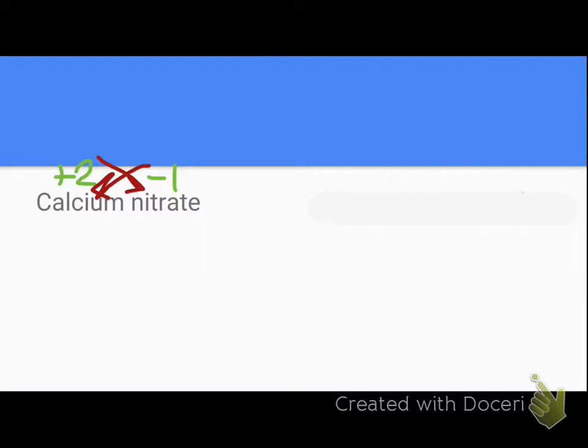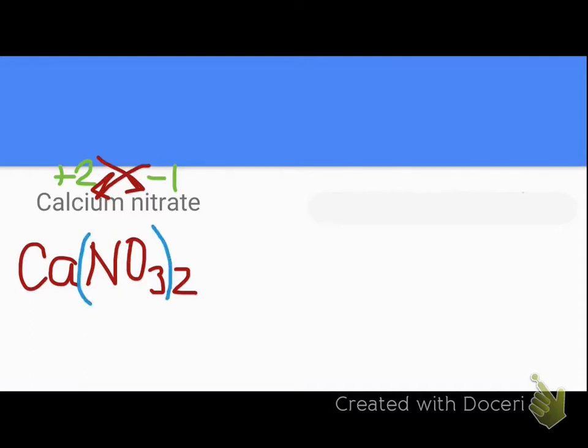So the 1 now belongs to the calcium, the 2 belongs to the nitrate. So Ca, NO3 is nitrate. What do I do with that 2? Remember, I can't put it right there, right? Because if I put it right there, then it looks like NO32. So what do I do to separate it? I'm going to add those parentheses. So now I have 2 nitrates, not 32 oxygens.